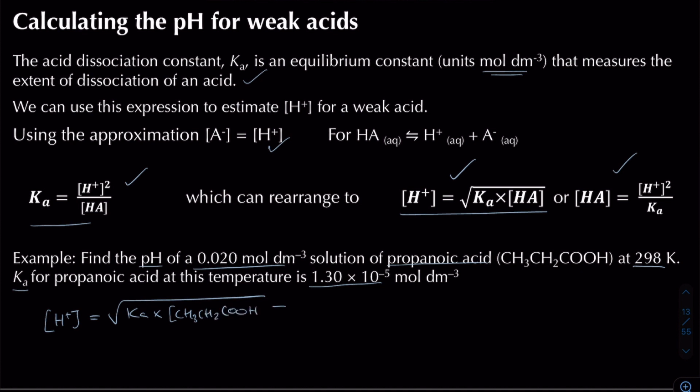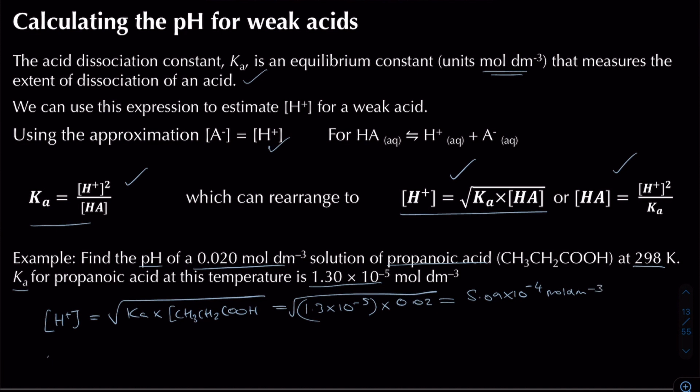If I sub in my numbers, I end up with 1.3 times 10 to the power of minus 5, times 0.02, my concentration, and square root it all. I put that in my calculator, and what I end up with is a value of 5.09 times 10 to the power of minus 4, in terms of moles per decimeter cubed. That's the concentration of H+ that we've estimated.